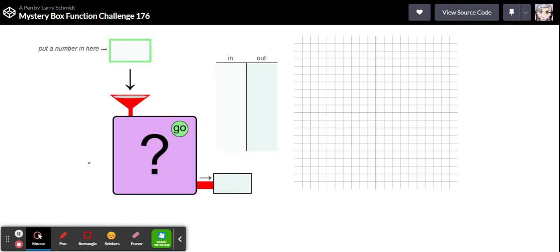Hello everybody and welcome to another mystery box function challenge. In the purple box there is some mystery math and your challenge is to figure out what it is. Use the link in the description to try this out, and when you think you've got an idea, come on back and see if we get the same thing.